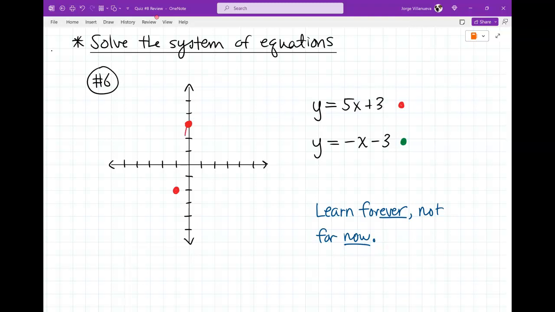I'll do my best. But as you guys can see, the line is not perfectly straight, which is one of the downfalls of graphing, right? If your lines aren't perfectly straight, then you're not going to get nice pictures. All right, the green one now.